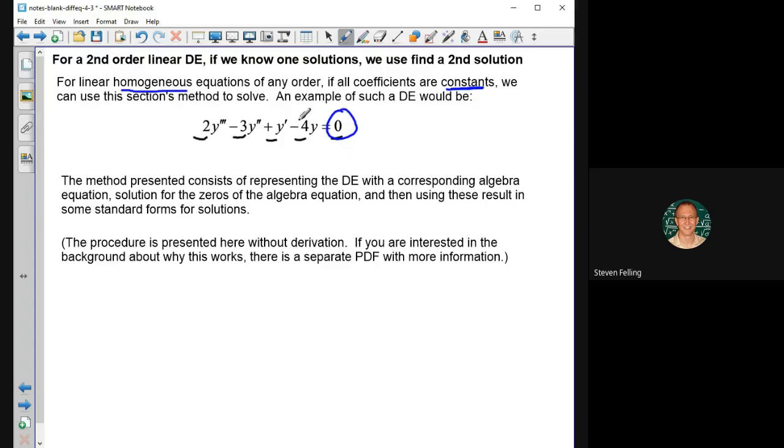Okay, so the method here consists of representing the differential equation with a corresponding algebra equation, and then finding the solutions for the zeros of that algebra equation, and then using those results in one of three different standard forms. The derivation of why this works is pretty interesting, but it's pretty involved, so I'm not going to include it here. But if you're interested in that, there's a separate PDF with the derivation for section 4.3 that you're welcome to look at if you want to know the theory behind why this works.